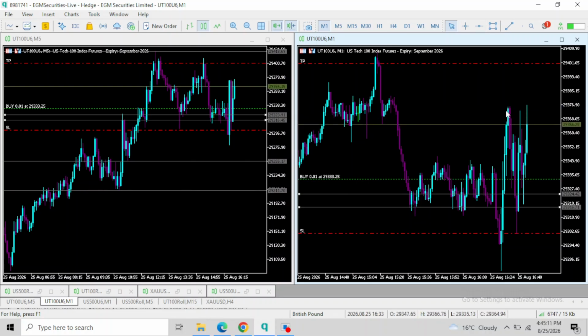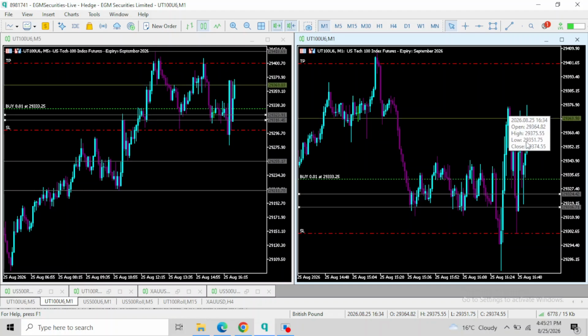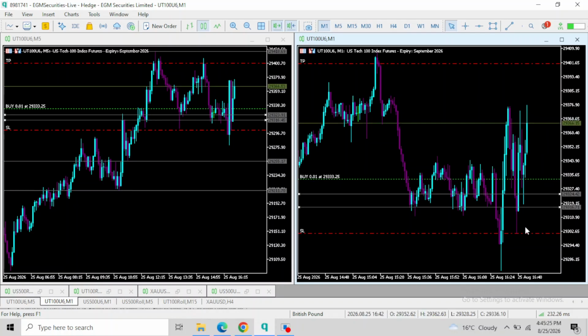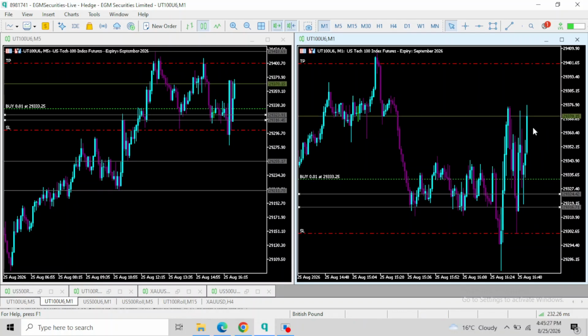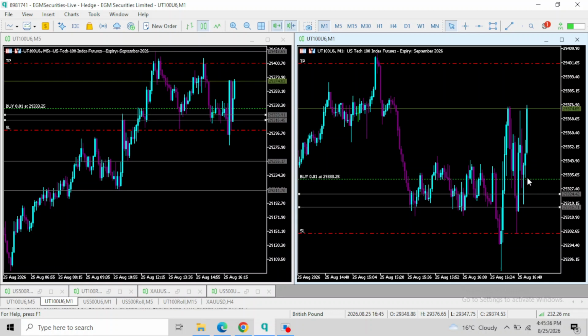Once we break this high over here, I will look for, once we break this, so this high has been broken. I want to see how this 1 minute candle closes, then I'm moving to break even. If this 1 minute closes above, I'll move to break even. But if it closes like this, I'll just move my stops. Yeah, to break even it is.